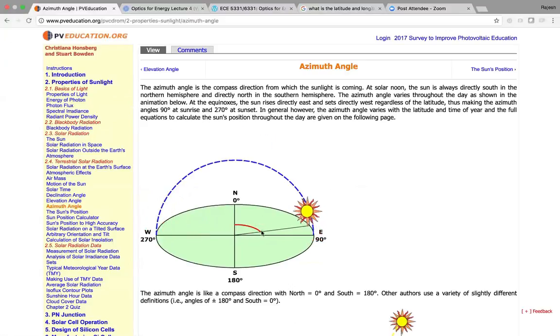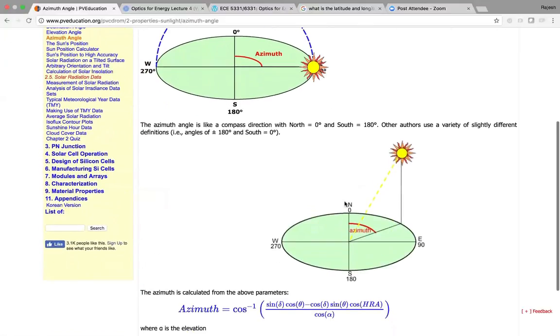Okay, so the azimuth angle simply goes up and then goes down. Pretty simple there, but it's very useful. So you need to know the azimuth angle. With the azimuth angle and the elevation, you know exactly where the sun is relative to the position where you're placing a collector.